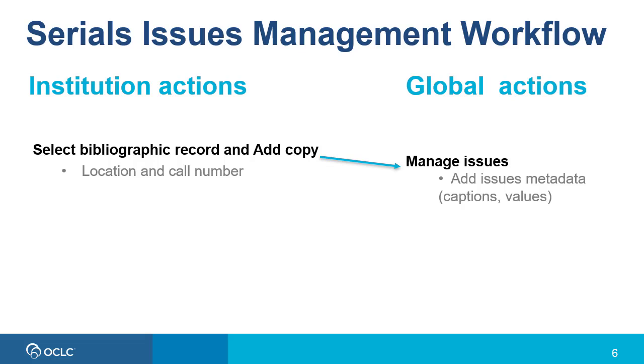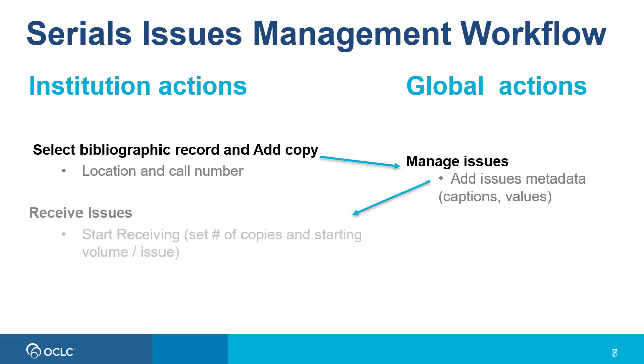You will need to add at least the first issue that you have to receive, if it hasn't already been added by another WMS library. The next action is an institution action. You'll go to the Receive Issues tab and start receiving. This sets the number of copies you expect to receive and the starting volume and issue for your subscription.